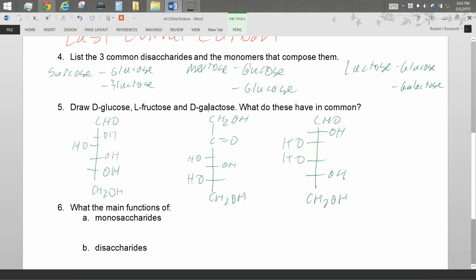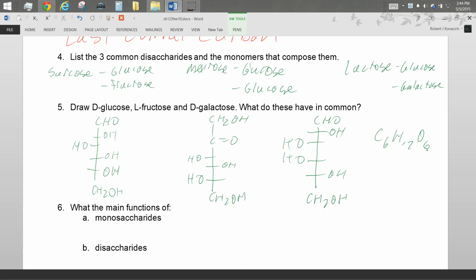There we go. All right, so what do these all have in common? They're monosaccharides. They all have the same chemical formula. Let's start there. What are they in relationship to each other? Be careful. Okay, they're definitely isomers. The middle one is a structural isomer from the other two.